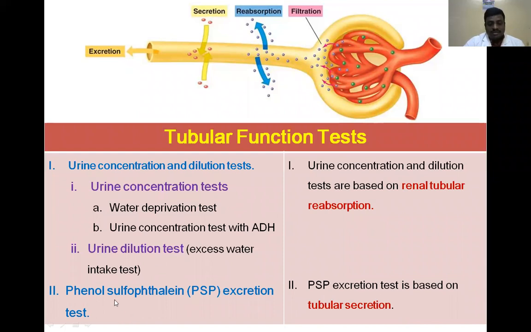Next experiment is the phenol sulfaphthalein excretion test. Okay, this test is for tubular secretion, to see whether secretion is working properly or not.